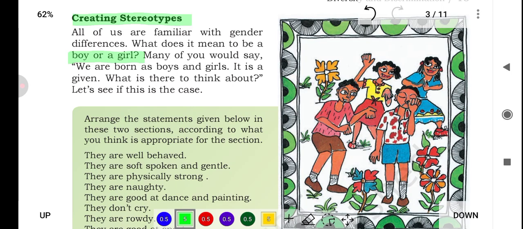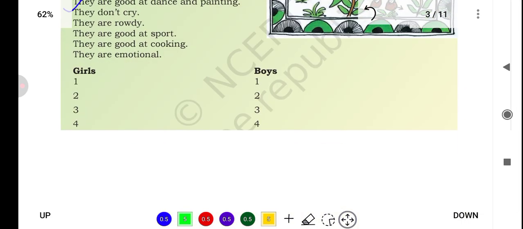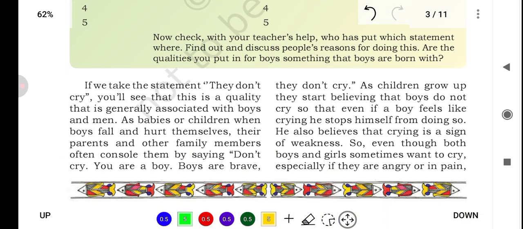Arrange the sentences given below in these two sections according to what you think is appropriate for the section. They are well behaved, they are soft spoken, they are physically strong, they are naughty, they are good at dance and painting, they don't cry, they are rowdy, they are good at sport, they are good at cooking, they're emotional. If you want, you can pause the video and segregate all the characteristics mentioned here into girls and boys categories. That will be according to the stereotypes that exist in our society, and you can move on.